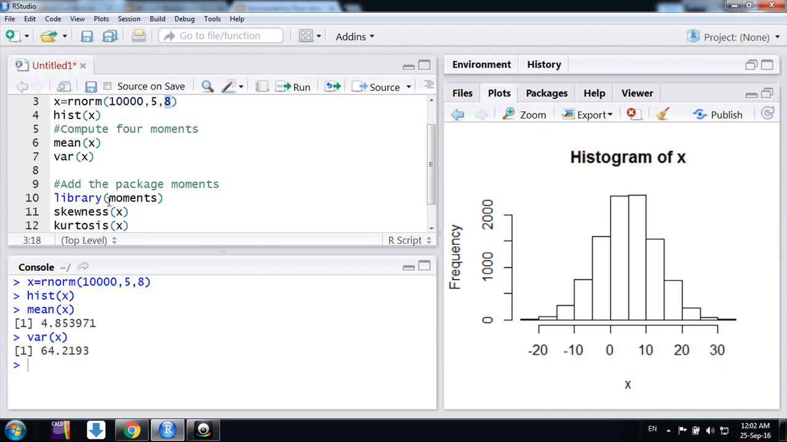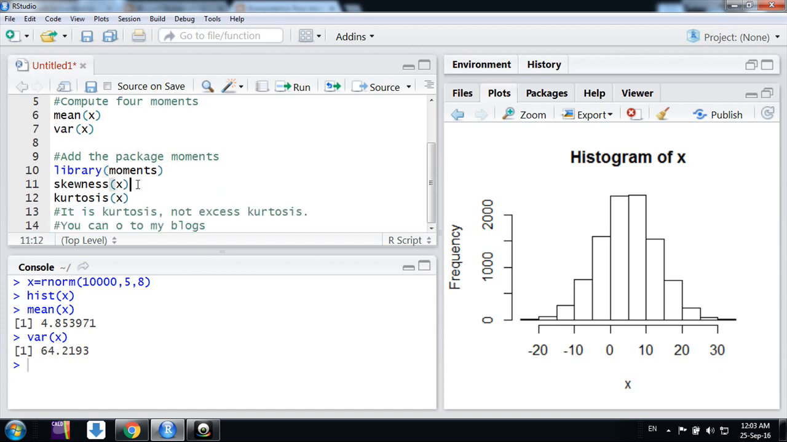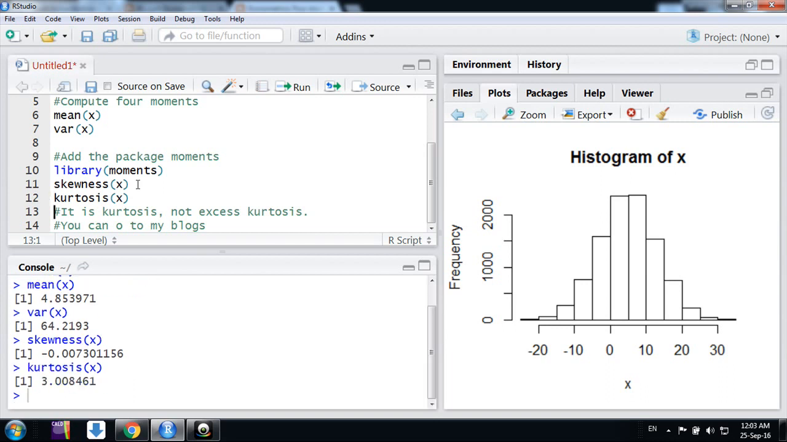Then we need to compute the third and fourth moments. These are higher moments. For that purpose, we need to install a package, moments. So go to the library and CRAN library and add the package moments. And the formula is simple: skewness of the X. It's negative, so it's negatively skewed, and the kurtosis is 3. A normal distribution has a kurtosis of 3.